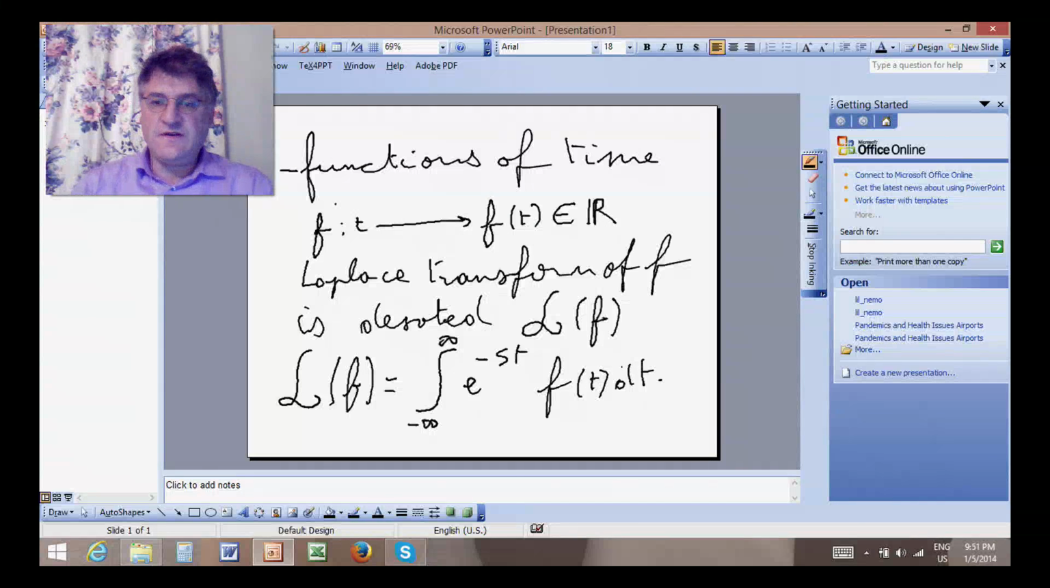In other terms, the Laplace transform of f is a function of s, the variable s. Okay? And it is that integral. You have several ways of interpreting this, and I will discuss them later.